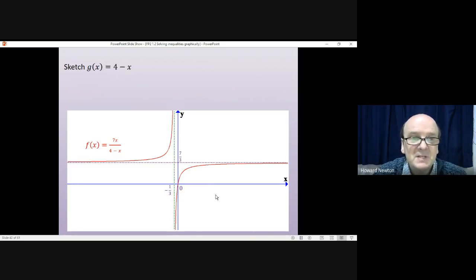The next thing to do is sketch g of x equals 4 minus x. This is a lot more straightforward. It's just a straight line. The same process does work, by the way. You just use the first two steps with a straight line.